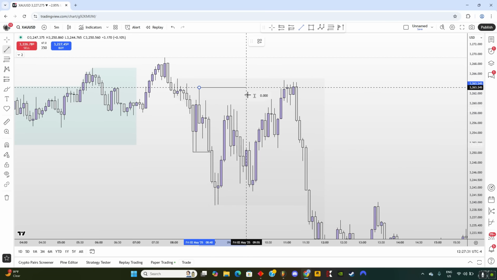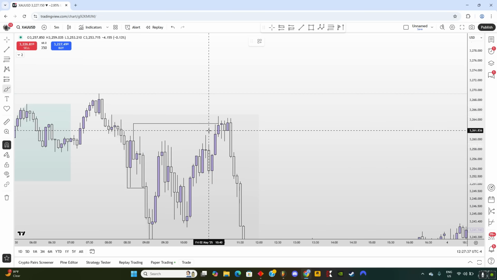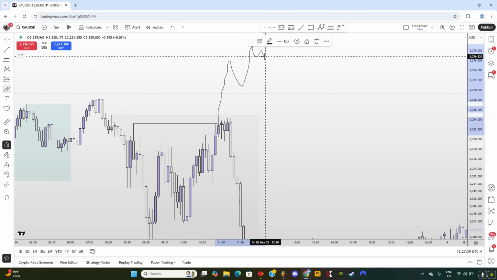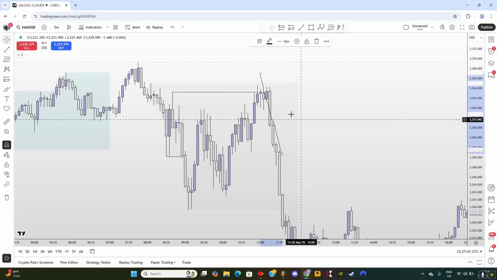Now what we're doing is waiting for price to sweep out that high. So that is going to be a continuation purge right there. Now I don't want to see price break out of it and then keep going up, okay? That's going to be invalid. I want to see a quick reaction to the downside.